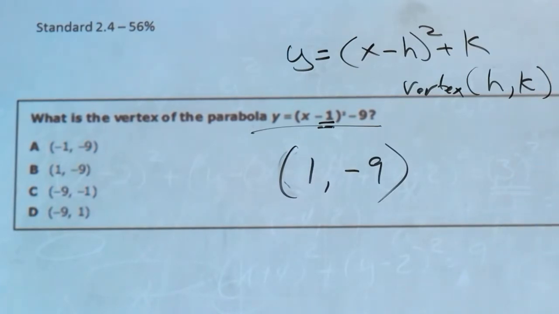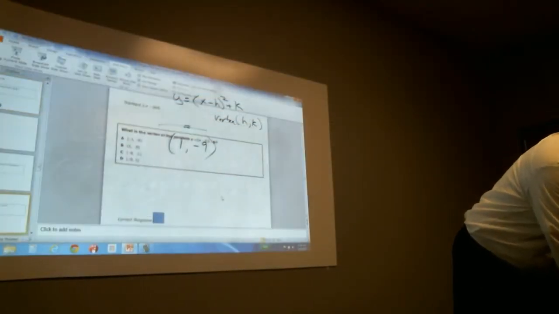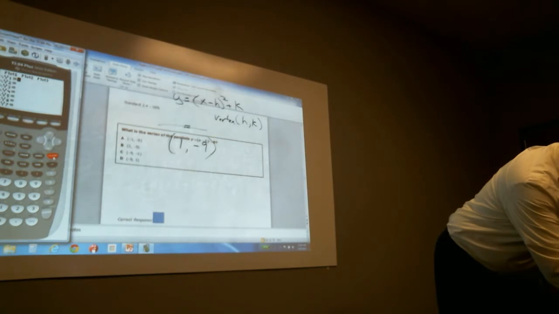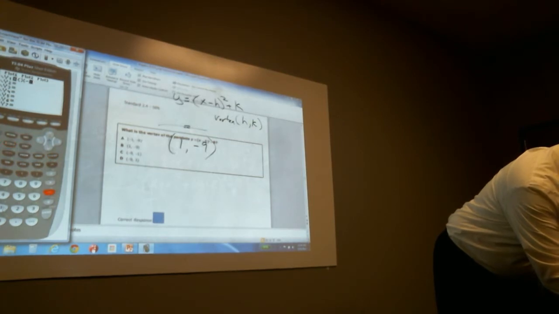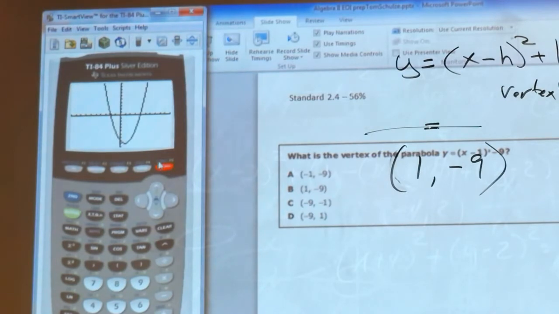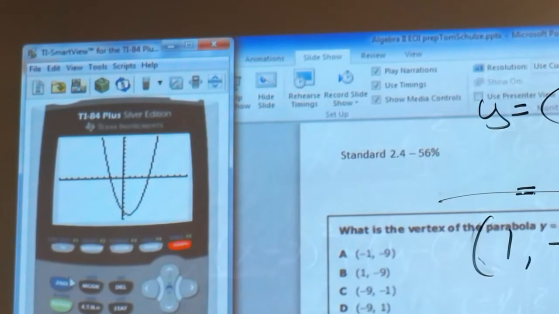Don't make it any harder than that. Let's say you were having trouble. And you said, Mr. Schulze, I forgot. But I have a graphing calculator, and I know that I can do things on the graphing calculator that make my world seem simpler. Now, this is a lot more steps than what I would take. But if you had trouble, you could always go over here and put parentheses, x minus 1, close parentheses, squared, minus 9. We're going to graph this. All right? Now, all we need is a vertex, right? That's what they ask. But I don't know it, so I want to make the calculator do it for me.